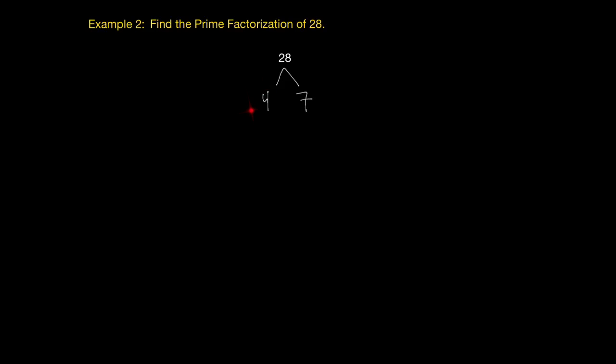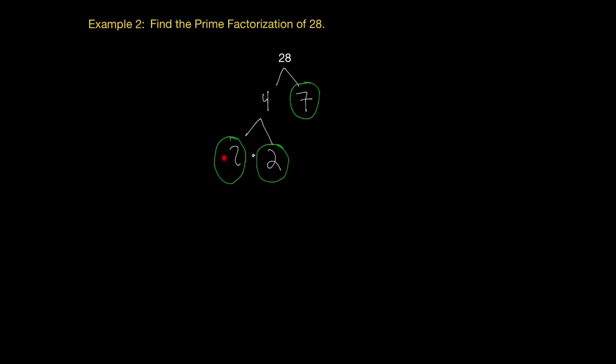Let's begin on the left here with 4 and see if we can keep on decomposing it. So here we can see that 4, we can break it down as 2 times 2. If we look at the 7, we've already established that 7 is prime. So here, we're going to circle 7. And then likewise, on the bottom, we've already established that 2 is prime.